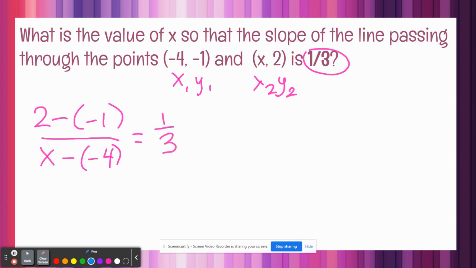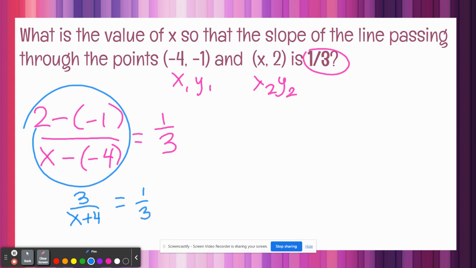So just like we did on the last example, we're going to take this expression and simplify it and clean it up. So we have 2 minus -1. So that's another way of saying 2 plus 1, which is 3. And then x minus -4, we're going to clean that up and just call that x plus 4, because two negatives make a positive. And it's equal to 1/3.